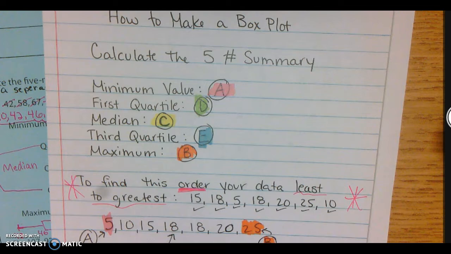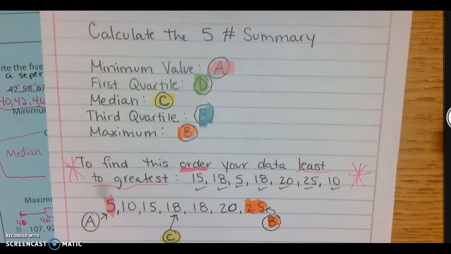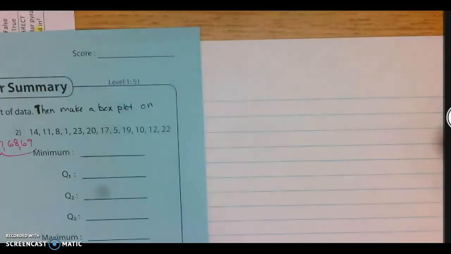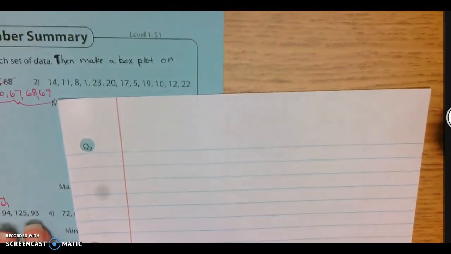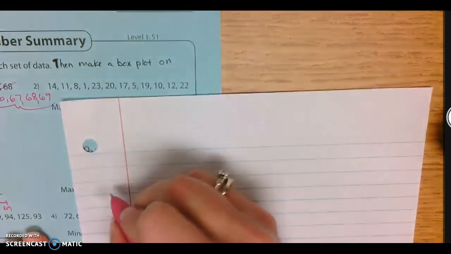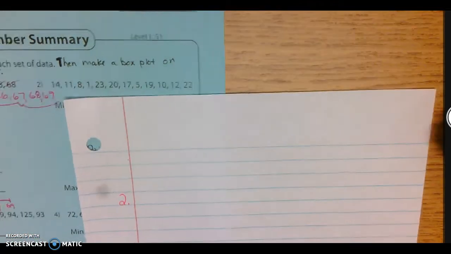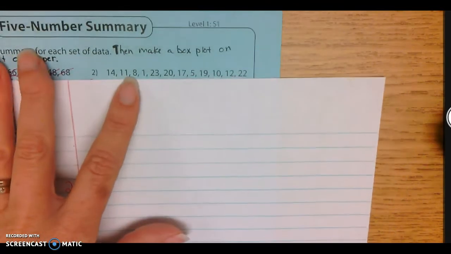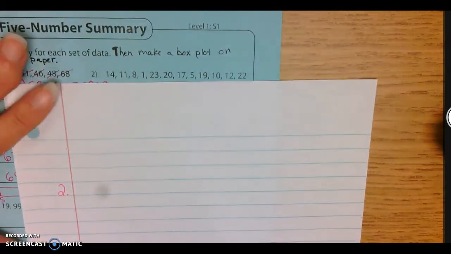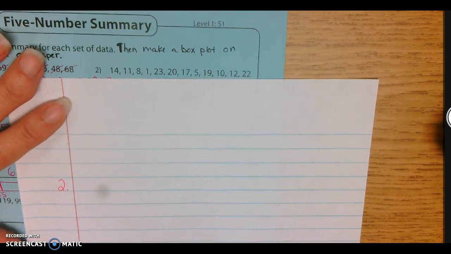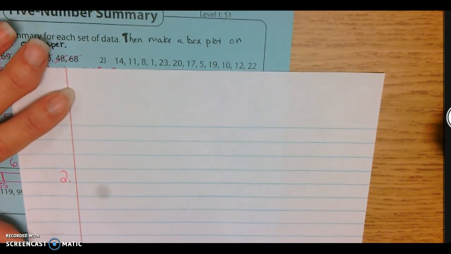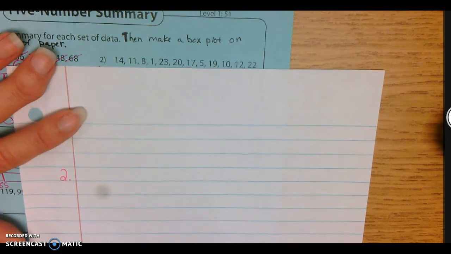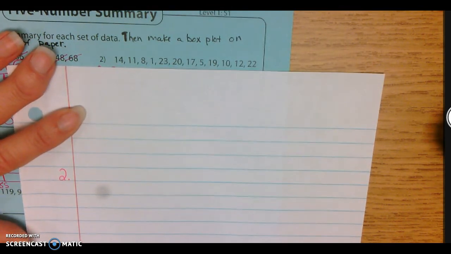So I would actually utilize my separate sheet of paper that I need to have anyway to make my box plot, just so I have a little bit more room to deal with these numbers and I can spread them out a little bit. So this is number 2 that we're working with here. I have my data points up here. The first thing I'm going to do is put them in order from least to greatest. I'm going to take a lot of time and be slow in doing this because, again, if I mess up this order, many of my numbers could be off.